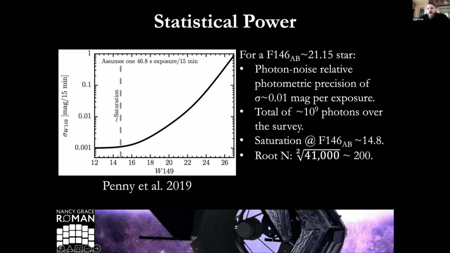In terms of the statistical power of this survey and that yield, the yield we would come up with has already been discussed by Aparna yesterday. So in terms of the statistical power of the survey for a typical microlens source, we get a photon noise of about 1% per exposure. We get about a total of 1 billion photons for that F146 of 21st star. We saturate at about 15th magnitude in that filter, and if you can average over many measurements, as Valerio discussed, then you can improve your statistics by the root of 40,000, or roughly 200.